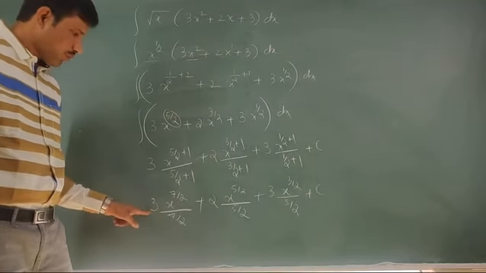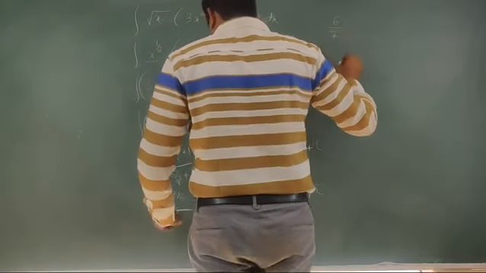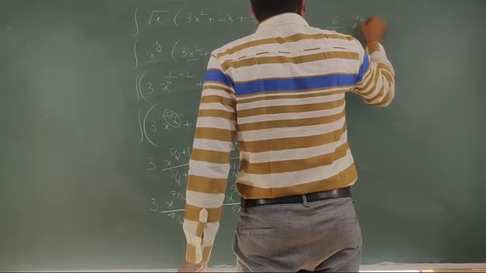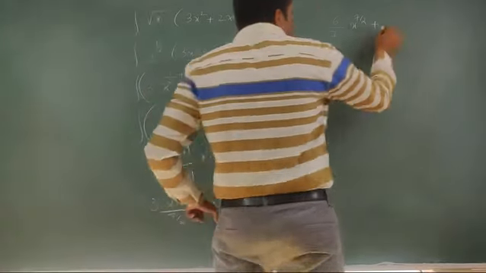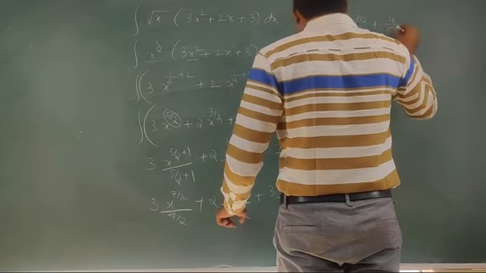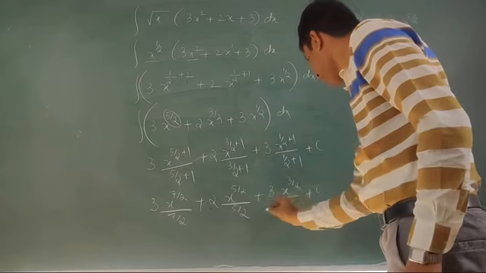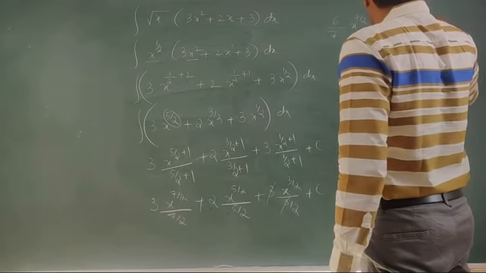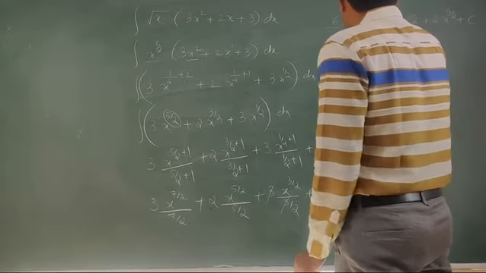Now this 2 will come to the numerator. 2 into 3, that is 6 by 7 into x raised to 7 by 2. Plus, now this 2 will come to the numerator. 2 2s are 4 by 5 into x raised to 5 by 2. Again this 2, now this 3 will get cancelled. Now that 2 will come to the numerator, that is 2 into x raised to 3 by 2 plus c. This is the final answer.